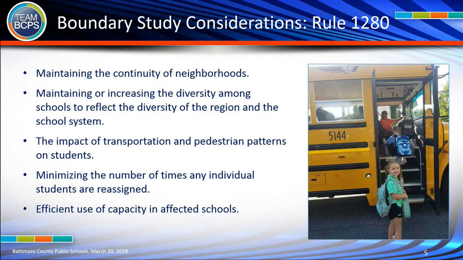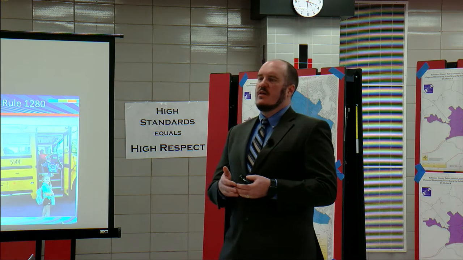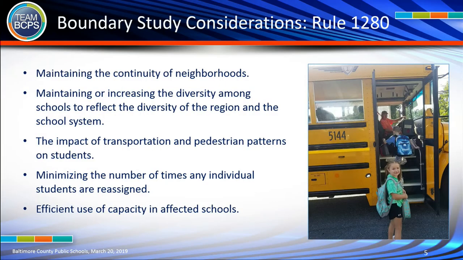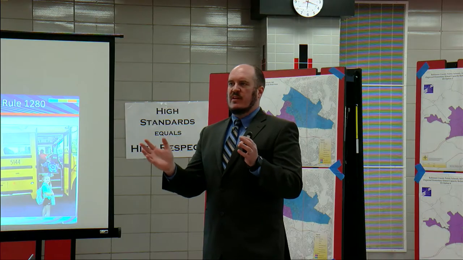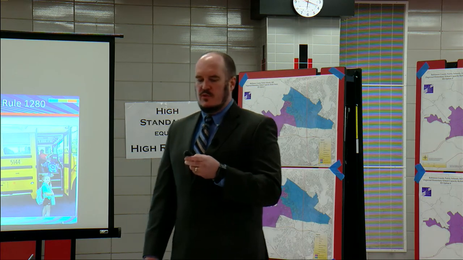There are considerations and rules that we follow, and this is a recap. We've talked about these several times and oriented the public and the committee on these. These are basically Rule 1280, established by the board, and they are the rules to follow when you look at the viability of moving an area one way or the other. You always bring yourself back to the focus of these rules and considerations and ask yourself, does making this change, or if you're looking at a couple of different options side by side, which plan best adheres to these rules as a whole.